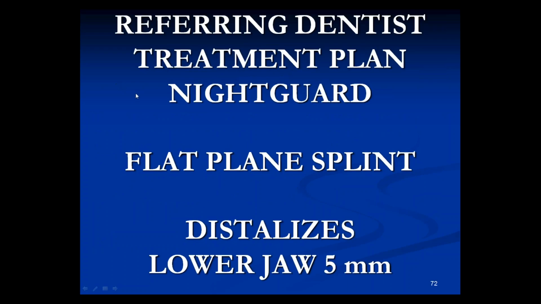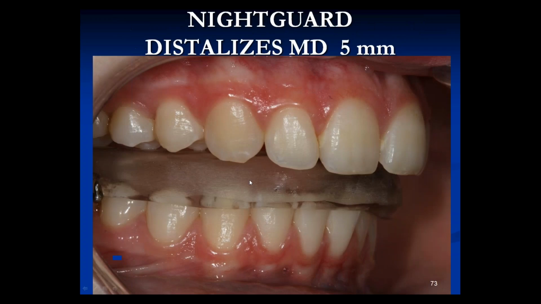Okay, the referring dentist made her a night guard. I'm going to show you what he made her. He made her a flat plane splint, which distalized her lower jaw 5 millimeters. Look at that. That's a flat plane lower splint.